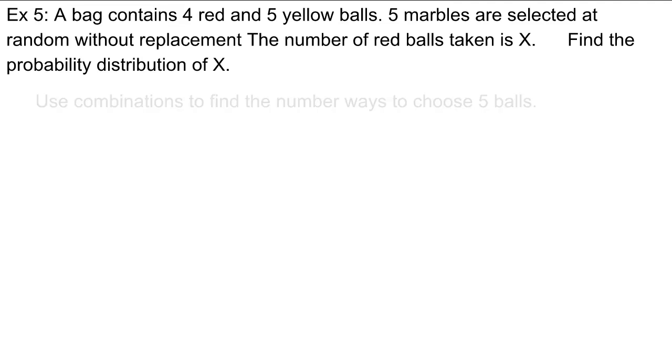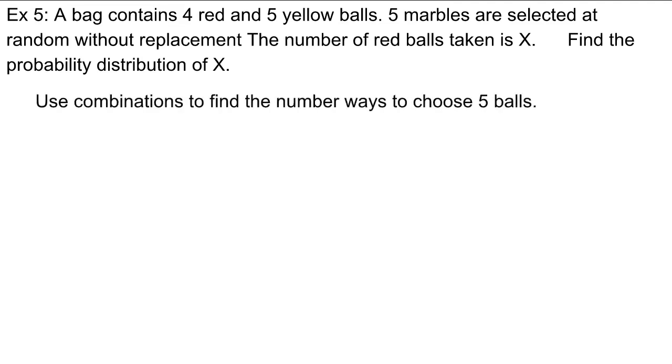Alright, so if you're a little bit stuck here, try this. Use combinations to figure out the number of ways to choose 5 balls. How many different ways can I pull out 5 of the marbles? Because in this case, it doesn't make a difference what order I pull them out in. So how many balls do we have altogether? We've got 9 balls. And so if I want to know the number of ways I can pull out 5, that's going to be 126.